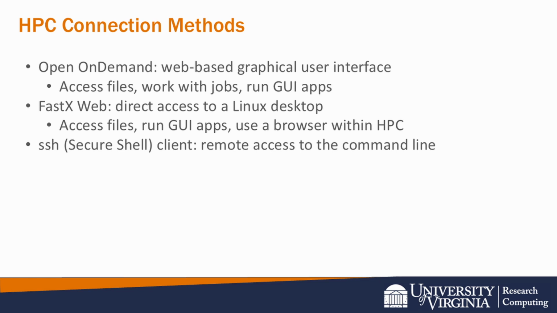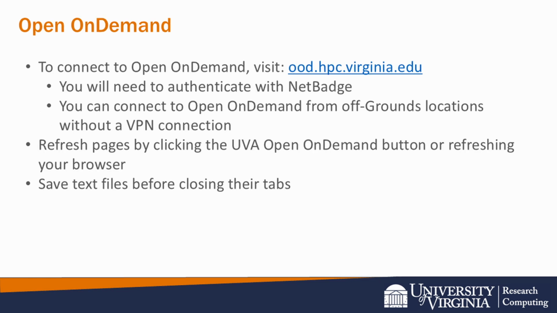The second method is FastX, which is another web application that gives you direct access to a Linux desktop where you can access your files, run GUI applications, and use a browser within the HPC system. Lastly, there is SSH, the Secure Shell Client, which gives you a command line only view of the cluster. Let's start by going over Open OnDemand.